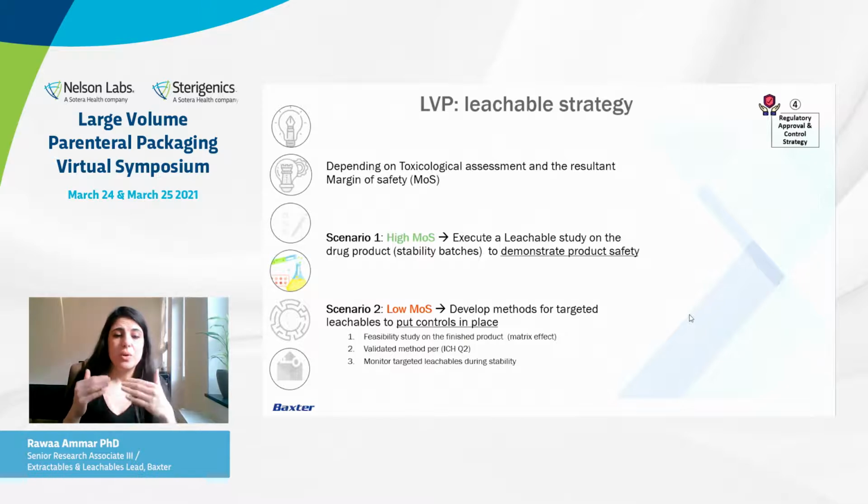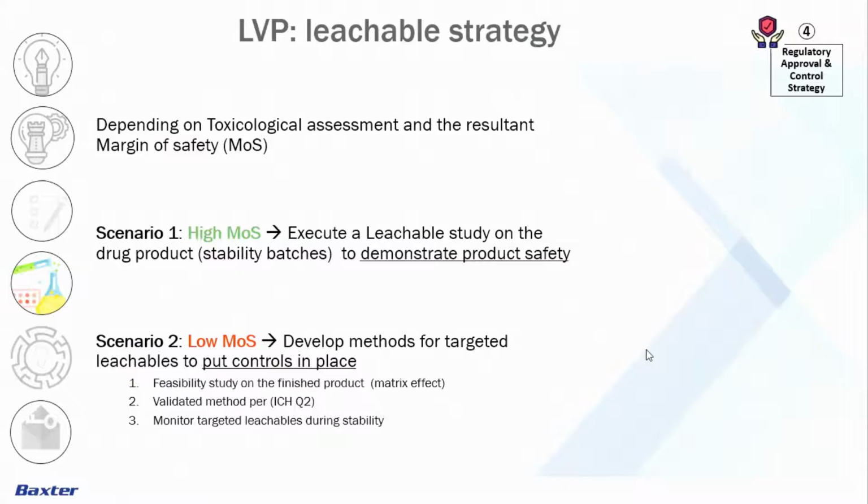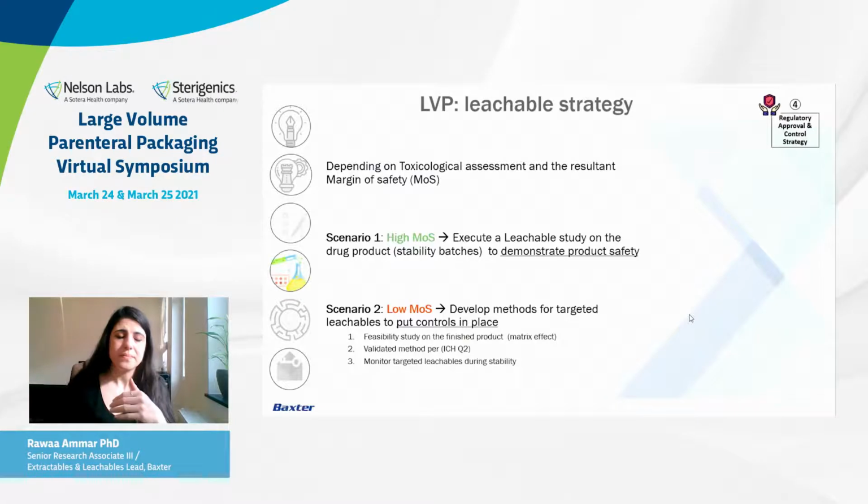However, if we have a low margin of safety, around 1, then a leachable study is required. And first we have to start by doing a feasibility study to account for the matrix effect, have a validated method for the leachables using ICH Q2 guidance, and finally monitor targeted leachables during stability.